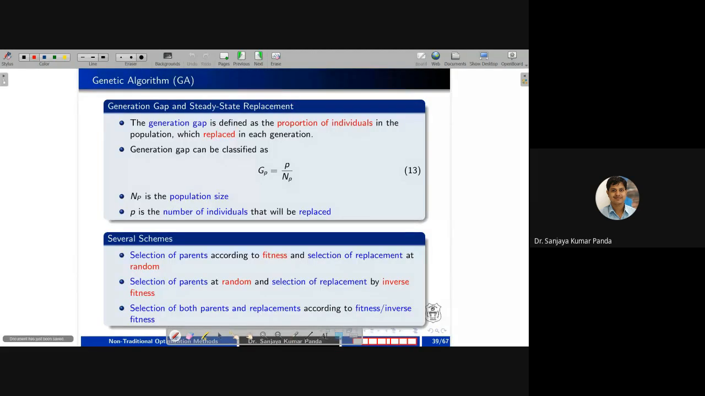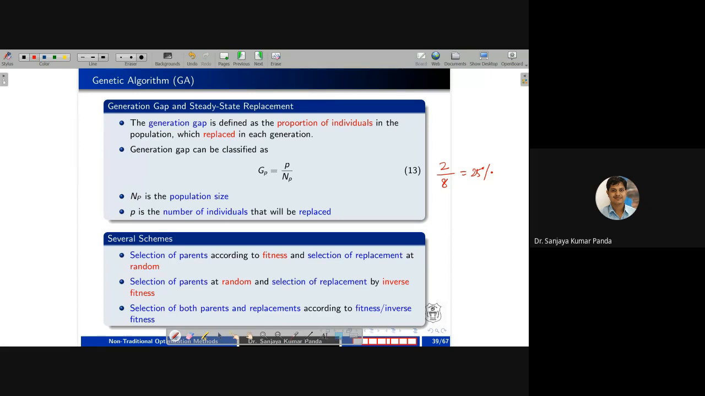There is another concept that is called generation gap, or steady state replacement. Over the iterations, we are replacing different chromosomes. If you want to calculate the generation gap, it is nothing but the number of individuals that will be replaced divided by the population size. Suppose I have taken 8 different populations and 2 individuals are replaced in a particular round or iteration, then I can say it is 25%, right? So over a period of iterations, you will see the chromosomes are updated, meaning they get close to the global optimal solutions.